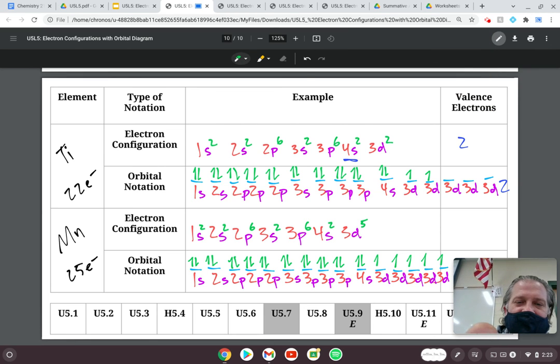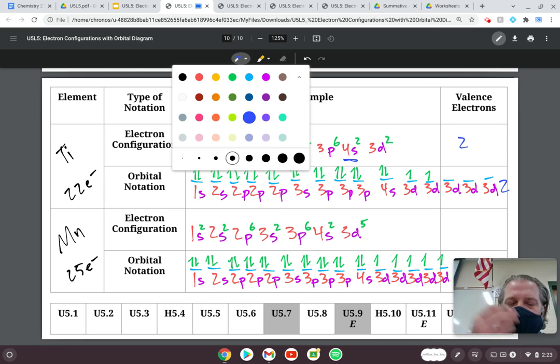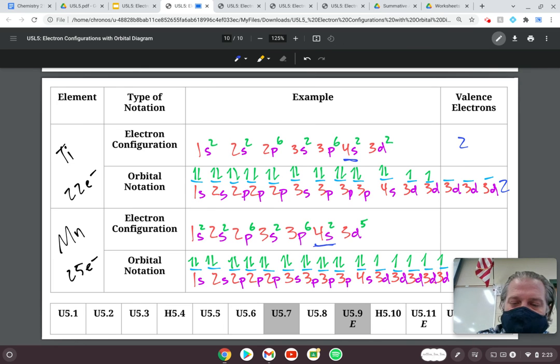How many valence electrons? What's the biggest energy level for manganese? It is the 4s, which means that manganese is going to have two valence electrons. Any questions?